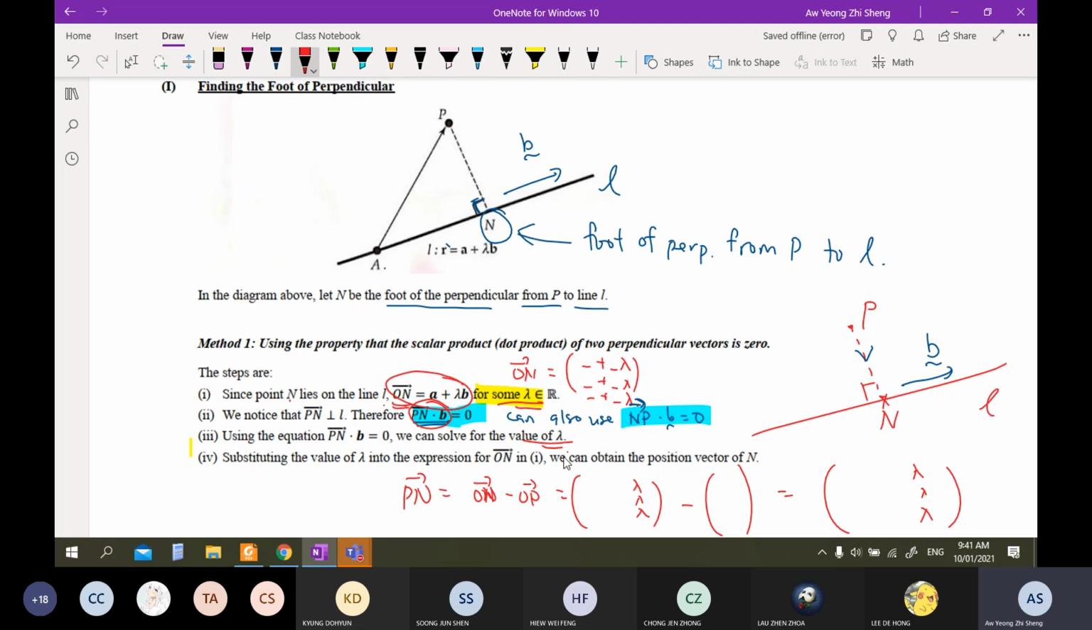Once you get that value of lambda, you will sub it back into this expression for On. Then you can get a numerical value for the vector On, and that gives you the position vector. If they ask for coordinates, then you can easily convert it to coordinate form. Okay, so this is the idea. This page is just to introduce you to the idea first. We will do example questions in later pages.